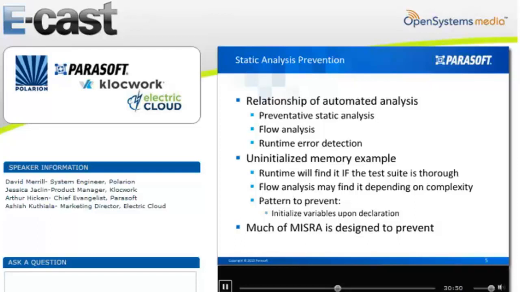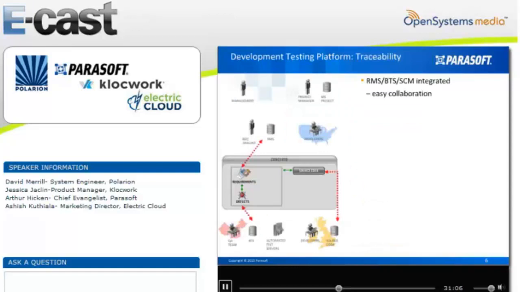It also has another ramification, which is that if you want to get the most value out of static analysis tools, you really need to make sure that you're running them early and often, not as a QA gate, but as part of your development process. So I want to talk a little about the integration of data and traceability.